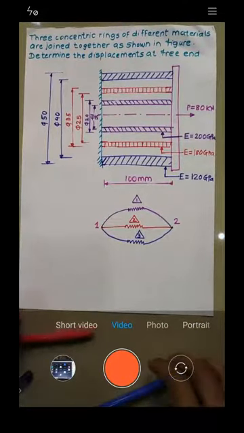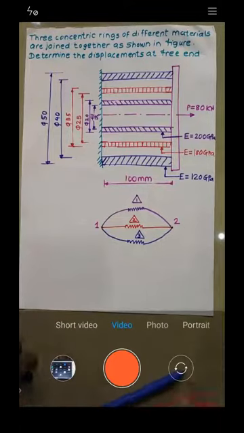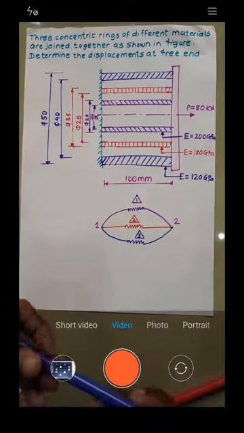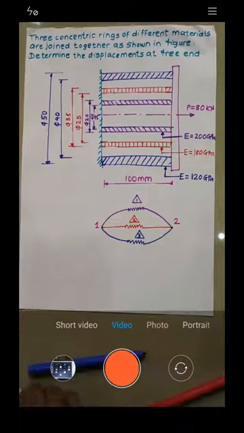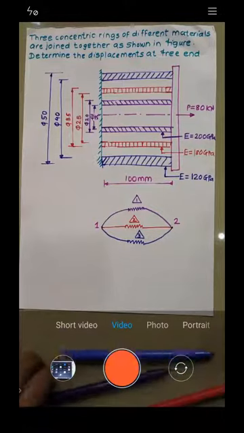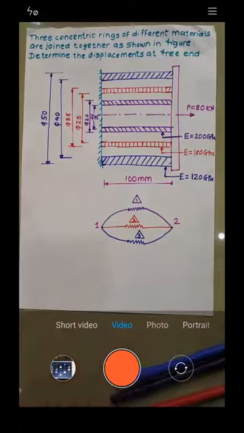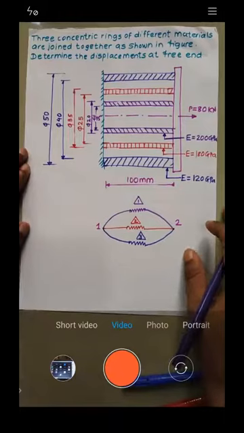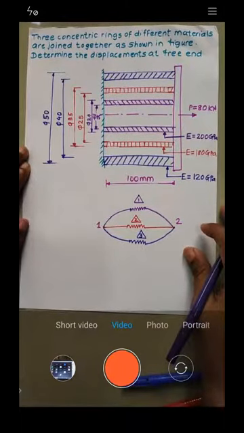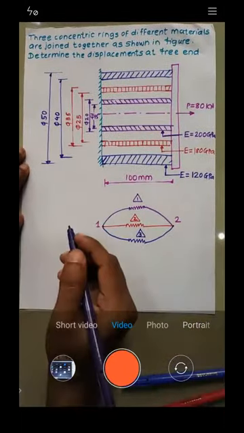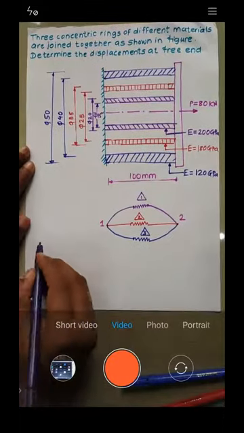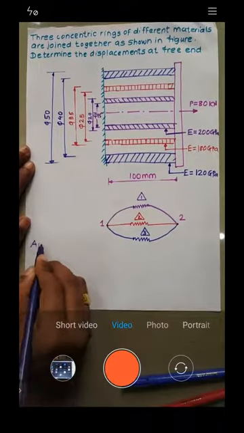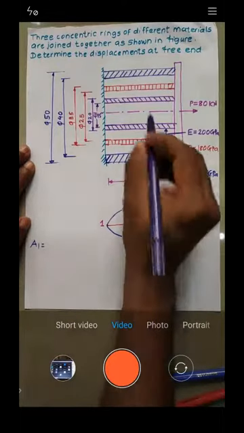Now let's start. We need to start with deriving the element stiffness matrices. And for that, if you talk about the element stiffness matrices, it is E by L, and for that you require the area. So we need to calculate that area. Let's start with the first one, A1.